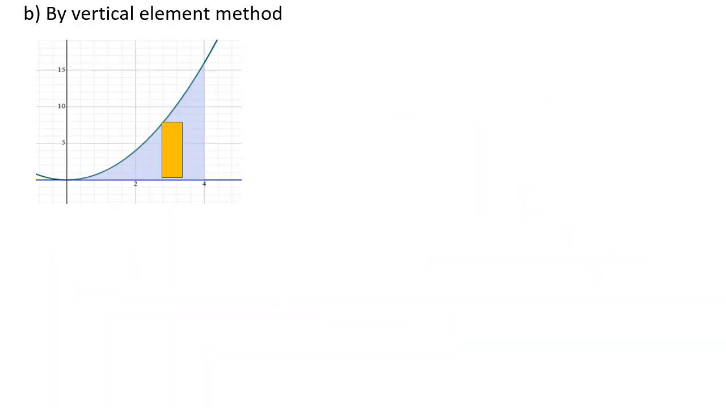Vertical element method. So this one is 4. This one is 4 minus 0, and this one is 4 minus 16.